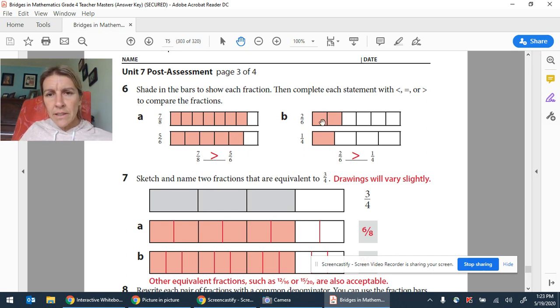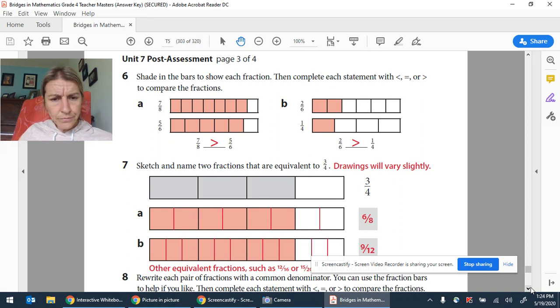Comparing these, 2/6 would look like this. 1 out of the 4, 1/4 would look like this. Clearly 2/6 is more or greater, so you eat up the 2/6. So sketch and name 2 fractions that are equivalent. Okay, so yours might look different, I will say. They chose 2 ways to do it. These are probably 2 of the most basic ways you could do it, but there are different answers you can get, so you're not necessarily wrong. If you can understand what I'm saying, you'll be able to check your answer.